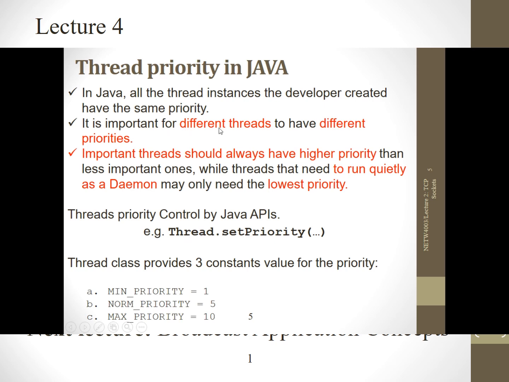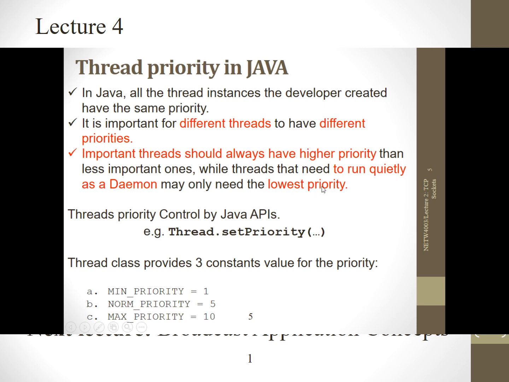It is important for different threads to have different priorities. So how do we achieve that? It says important threads should always have higher priority than less important ones, while threads that need to run quietly as a daemon may only need the lowest priority. A daemon means those threads which run quietly at the back end, and they should be set to the lowest priority.